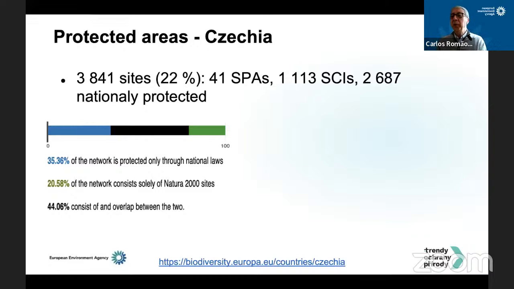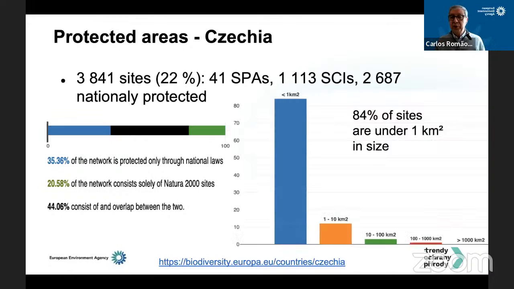We have about 21% that is only Natura 2000 status and not, let's say, a protected area in the common sense. And there is a relatively big overlap between areas that are both Natura 2000 and a national park or a nature reserve. Also interesting, from the data reported, we can see a little bit the size of the areas, and we see that for Czechia, for instance, 84% of the sites are less than one square kilometer in size, which are relatively small sites.